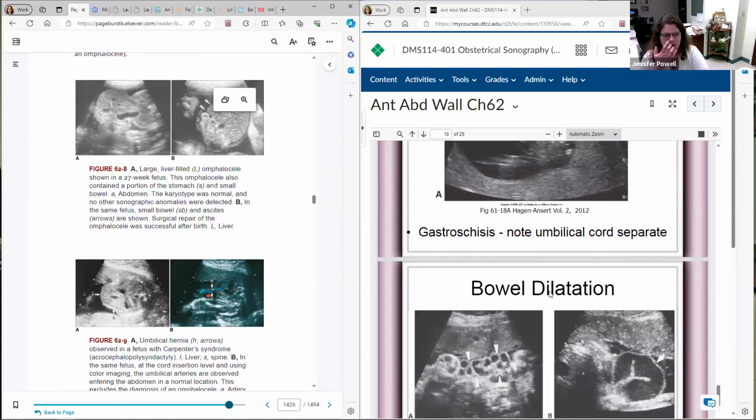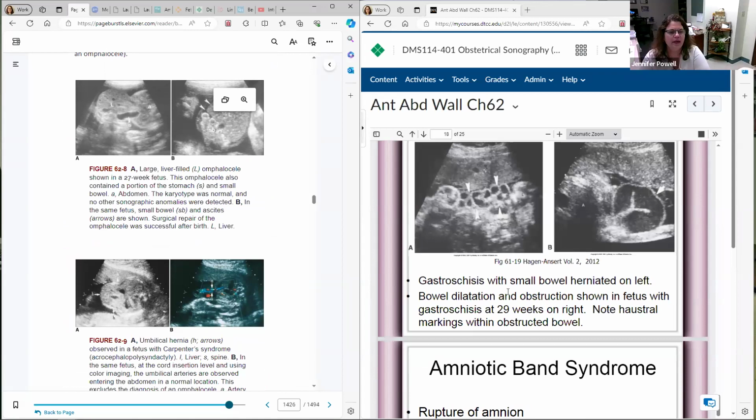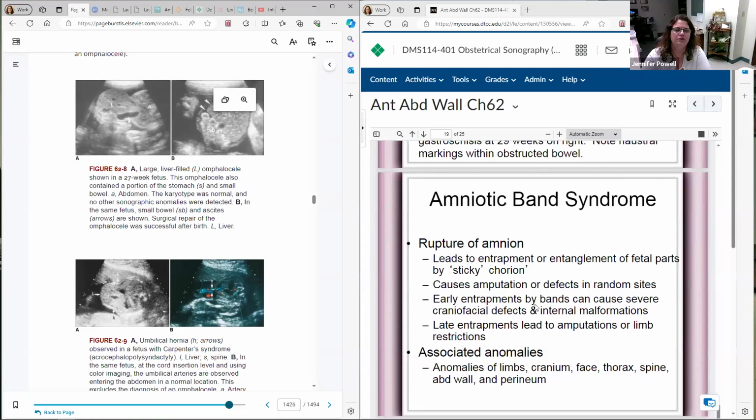Here is bowel dilatation, gastroschisis with small bowel herniated on the left, and bowel dilatation and obstruction shown in a fetus with gastroschisis at 29 weeks. Note haustral markings with obstructed bowel. Okay. Amniotic band syndrome.